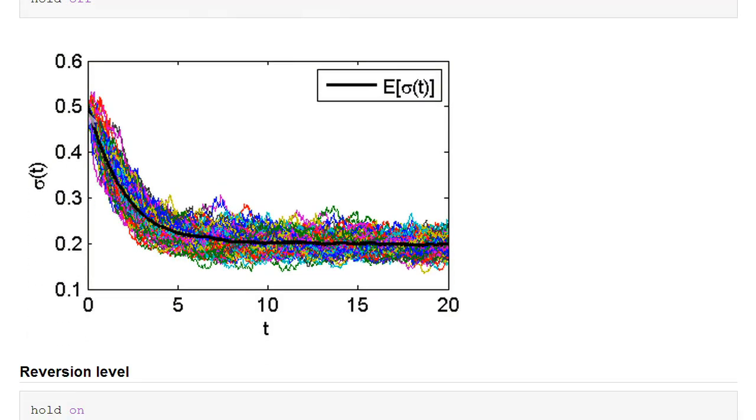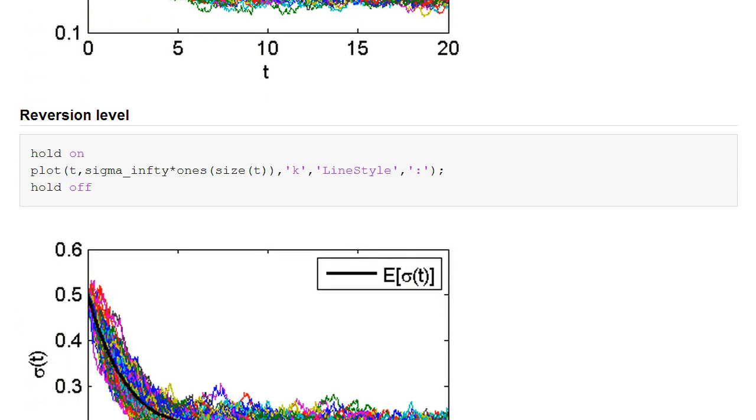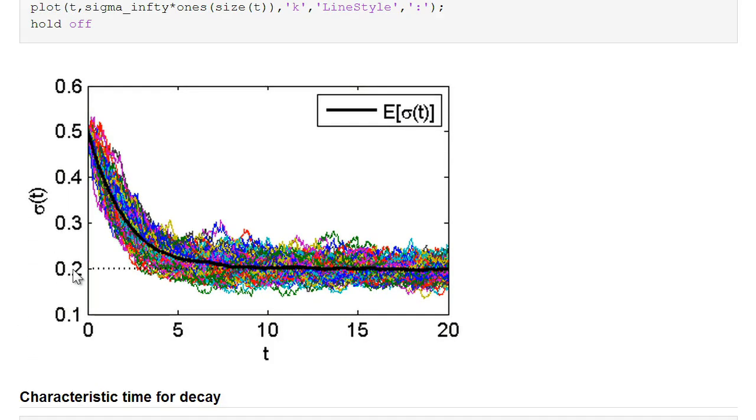Basically, we see that in black we have the average. We start at 0.5, which is the initial value of the volatility, and eventually, asymptotically, we go to 0.2. In fact, we can plot in this graph the reversion level of 0.2. We see that this is where all trajectories tend to.